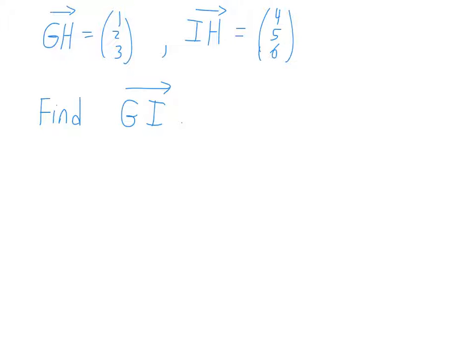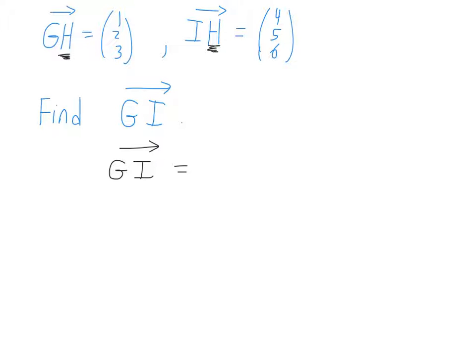All right, this example is a little bit more complicated because we're given a couple of vectors here, and notice that they are both in 3D. If we look at these two vectors, notice they each share an H. The first one has a G in it, the second one has an I in it. We are looking to find vector GI. And again, because it's 3D, we can't really draw what's going on here. It's very difficult to visualize.